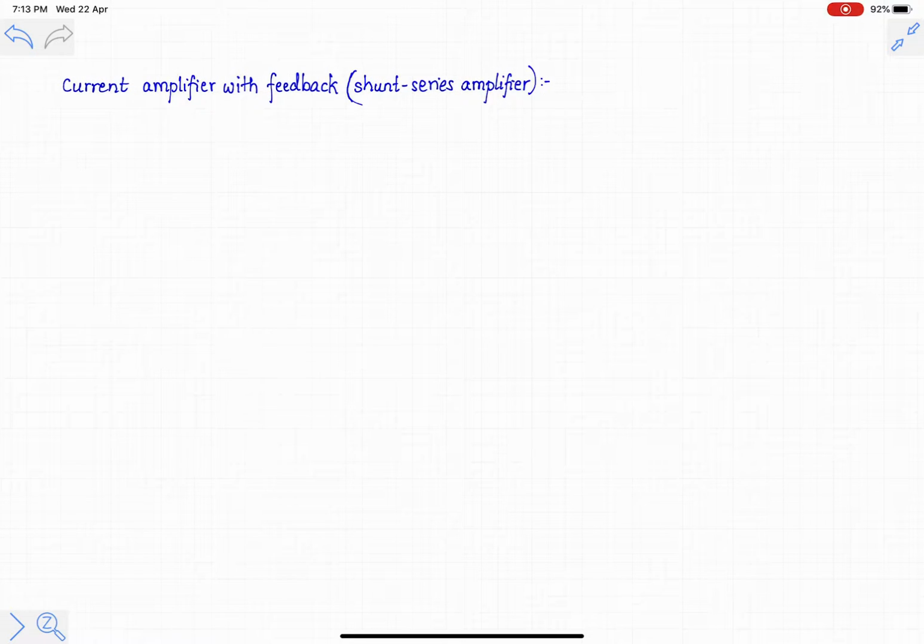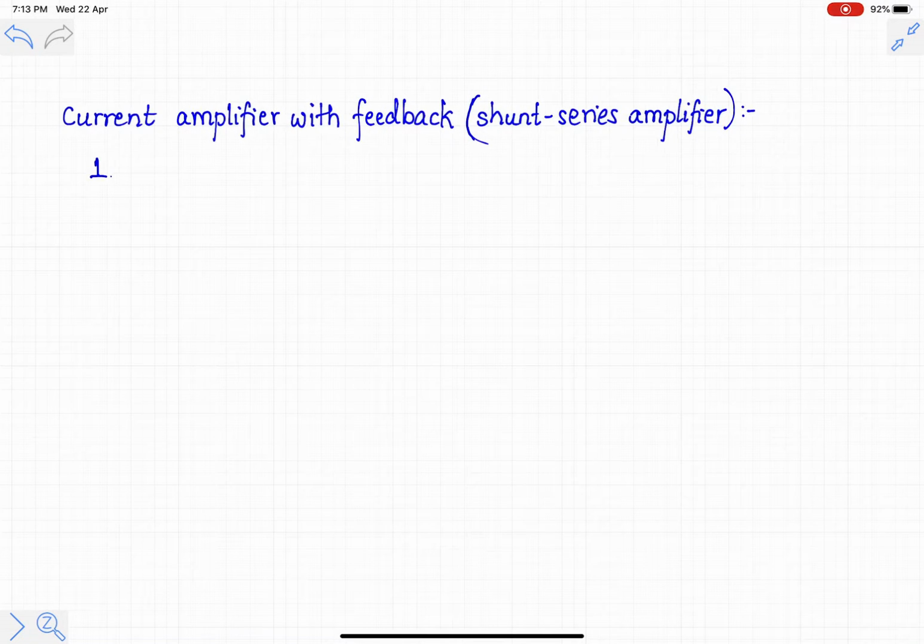First we are going to consider the ideal case. So we will first see the ideal case. Ideal case is where the feedback network is ideal and it doesn't load the input as well as output side of the feed forward amplifier.